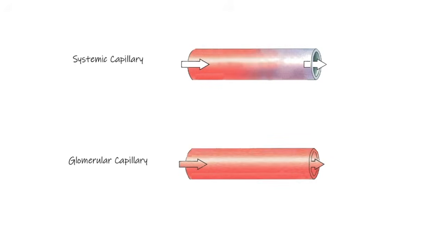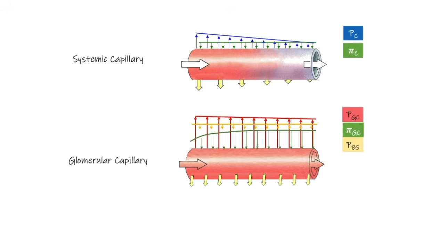Let's compare this with systemic capillaries. In the typical systemic capillary, hydrostatic pressure falls substantially as blood travels through the capillary, so the tendency toward filtration decreases. The key contrast in the glomerulus is that glomerular capillary hydrostatic pressure starts very high and remains high along the entire length of the capillary.